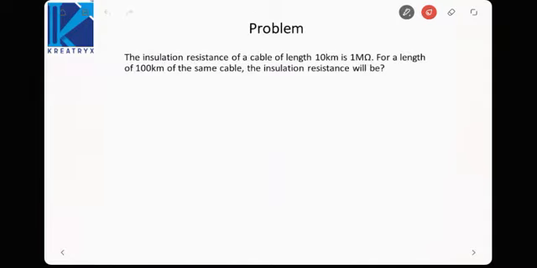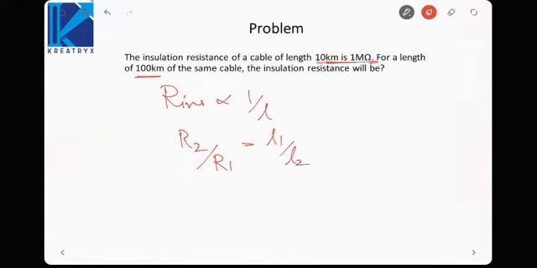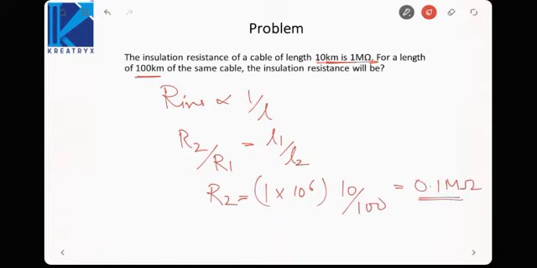In our next problem, it is saying the insulation resistance of 10 km length is 1 mega ohm. What is the resistance for 100 km? We know insulation resistance is inversely proportional to length. So R2 by R1 will be equal to L1 by L2. So new resistance will be 1 mega ohm into L1 by L2, which is 10 by 100. That is 0.1 mega ohm. So that will be the insulation resistance for 100 km of the cable.